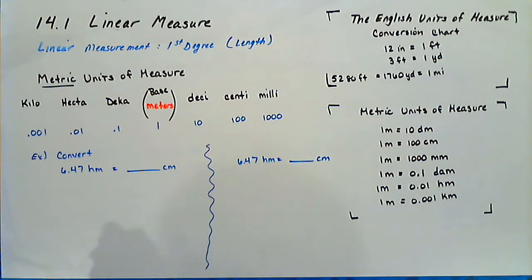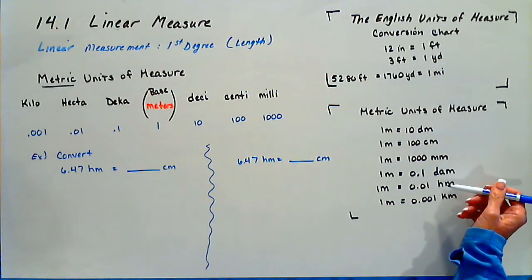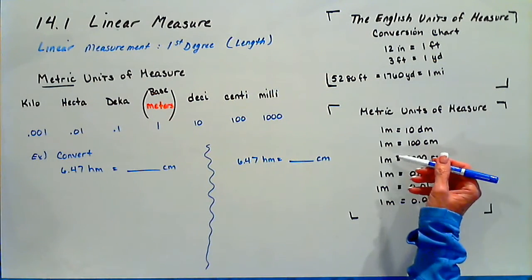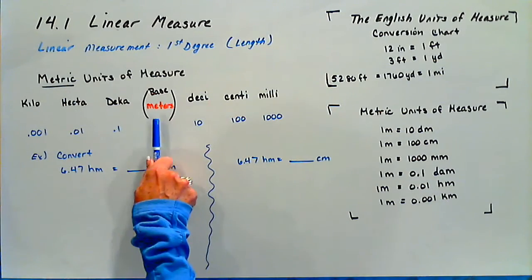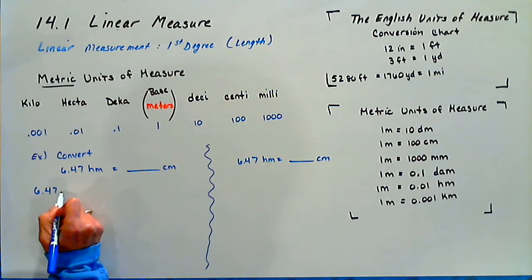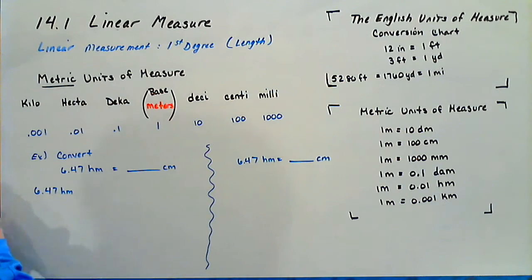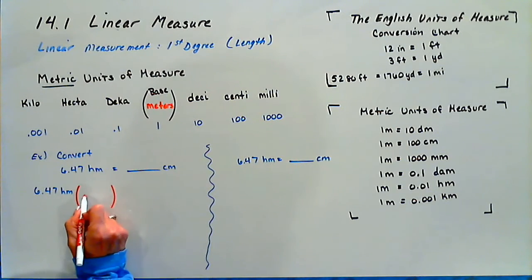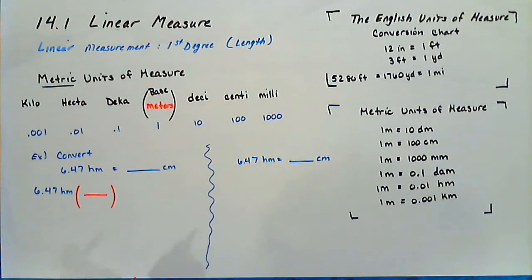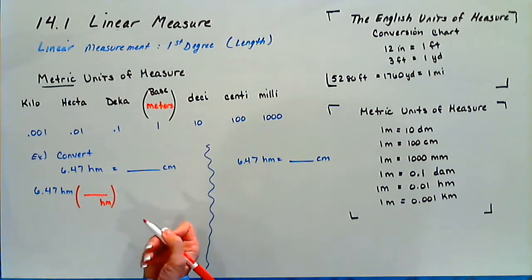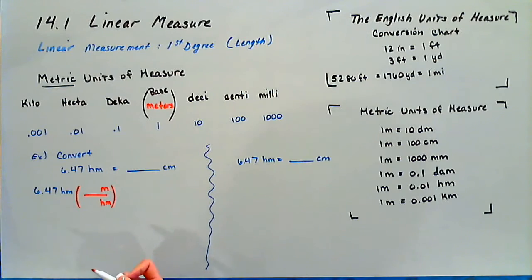To justify the steps, we need to go from hectometer to centimeter, and the one unit of measurement they have in common is the meter. Always go back to your base. So I'm going to start with what I know, 6.47 hectometers. I'm going to first convert hectometers to meters. Since I want to reduce the hectometer, it goes in the denominator, and I'm going to take it to meters.